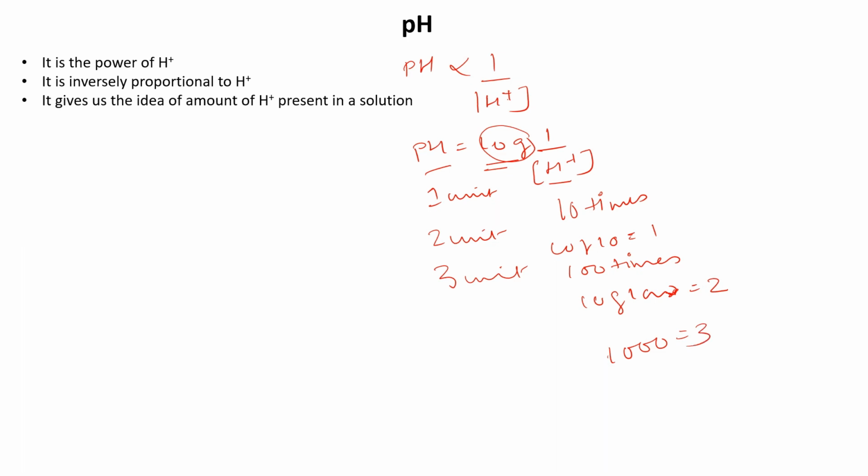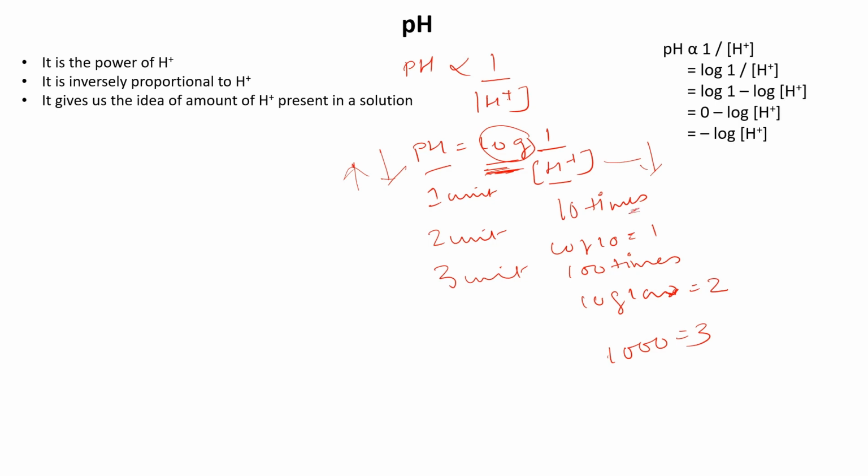Understood? So that means because they are inversely proportional, increase in concentration of H plus will decrease the pH, or decrease in concentration of H plus will increase the pH. But how much increase or decrease will happen? It is logarithmic. Logarithmic means if there is a change in concentration of H plus by 10 times, there will be a change in pH by 1. If there is a change in H plus concentration by 100 times, there will be a change in pH by 2.